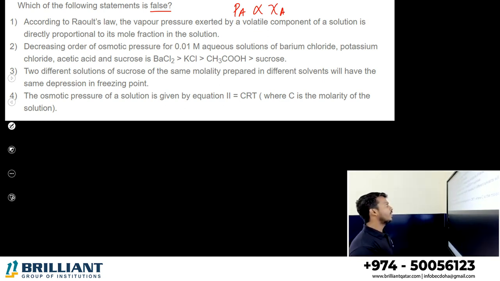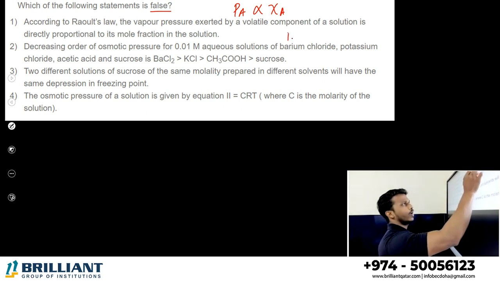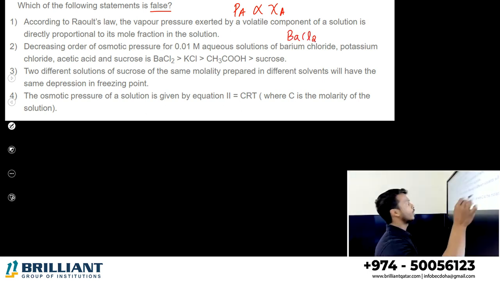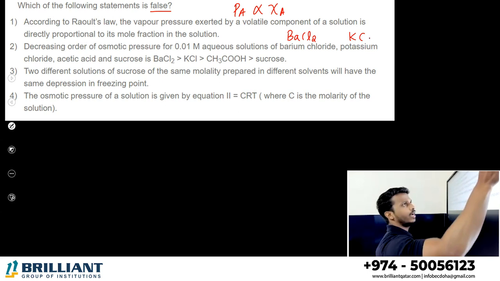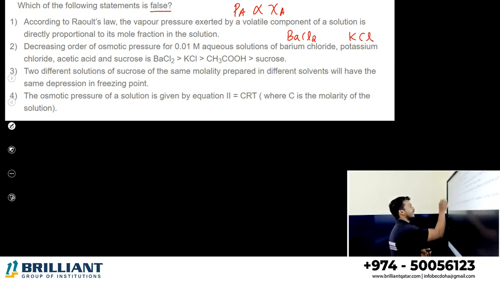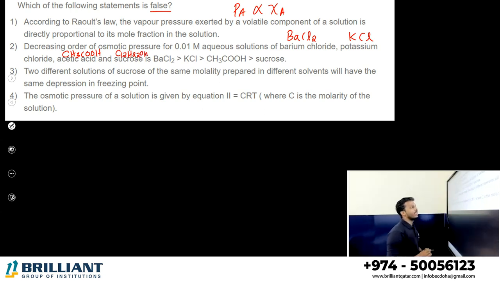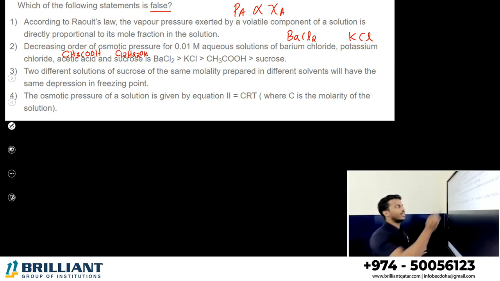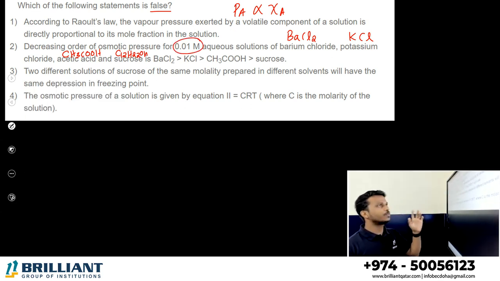B. Decreasing order of the osmotic pressure of 0.01 molar aqueous solutions of barium chloride. What is barium chloride? BaCl2. Potassium chloride. What is potassium chloride? KCl. Acetic acid. What is acetic acid? CH3COOH. And sucrose. What is sucrose? C12H22O11, is in the order. You know, the concentration is similar, they have given 0.01 molar. What is the difference here? Only the species are different.